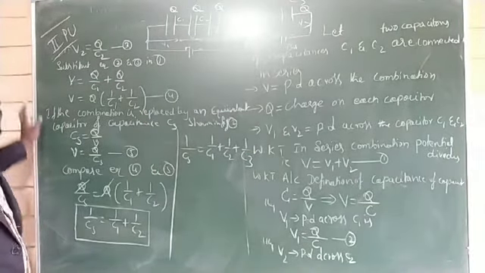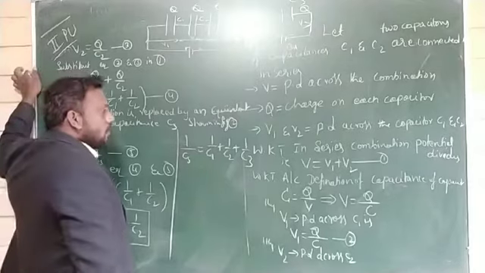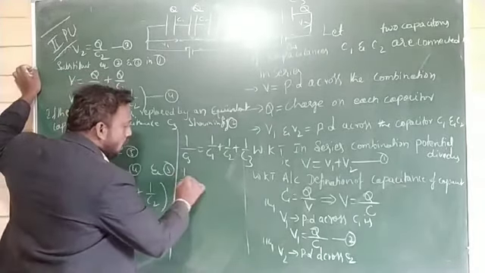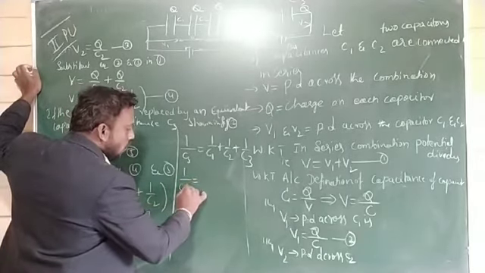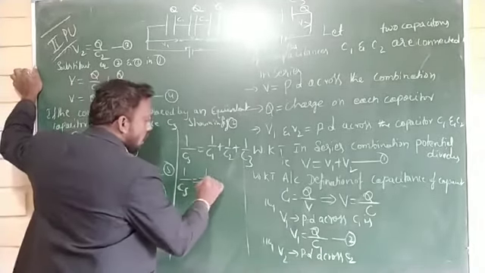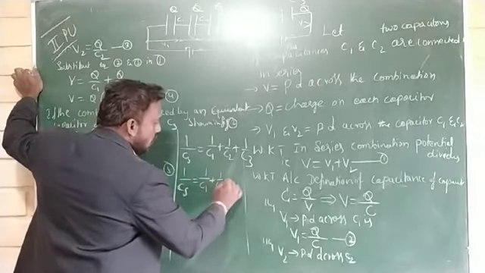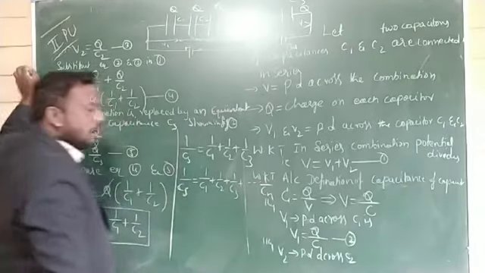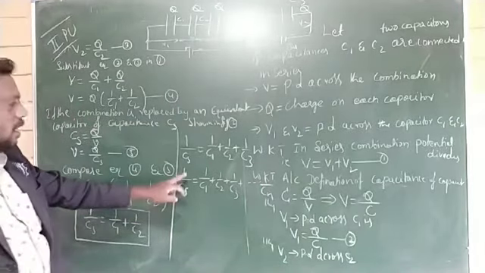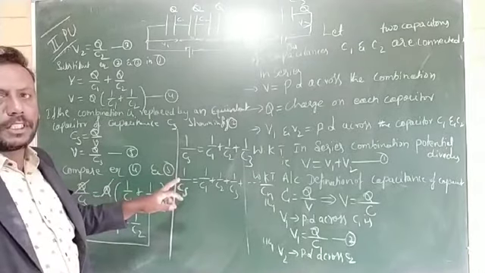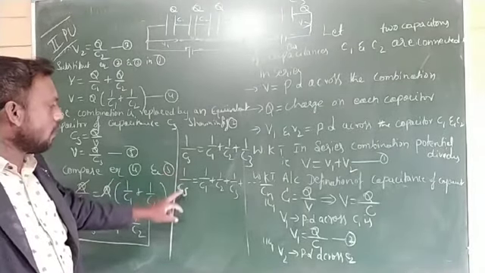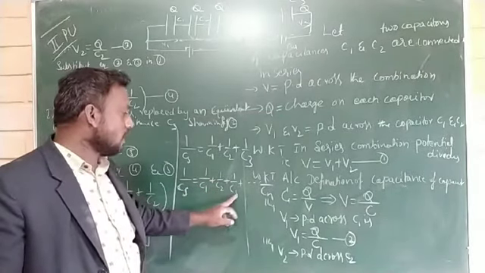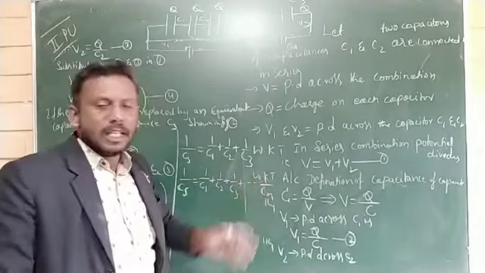If n number of capacitors are connected in series, therefore 1 divided by CS is equal to 1 divided by C1 plus 1 divided by C2 plus 1 divided by C3 plus and so on, 1 divided by Cn. In general, n number of capacitors are connected in series, therefore 1 divided by CS is equal to 1 divided by C1 plus 1 divided by C2 plus 1 divided by C3 plus and so on, 1 divided by Cn.